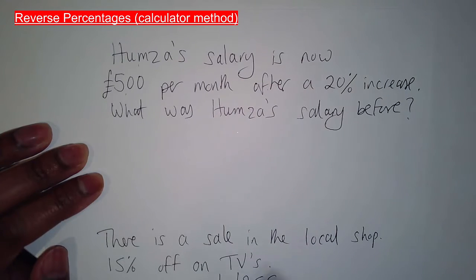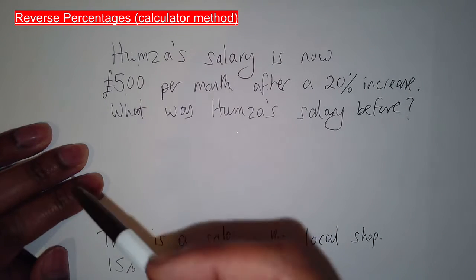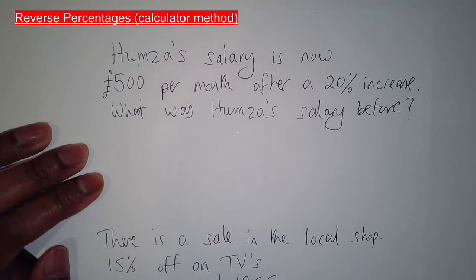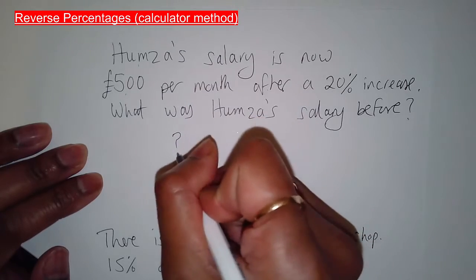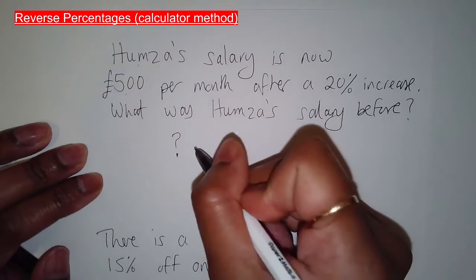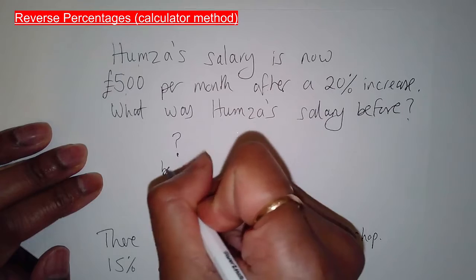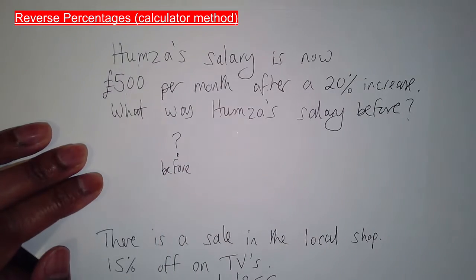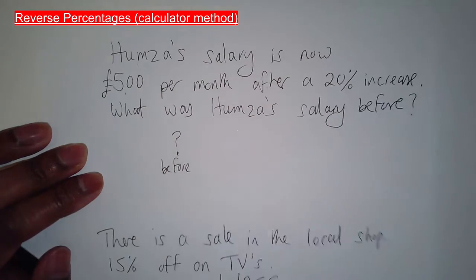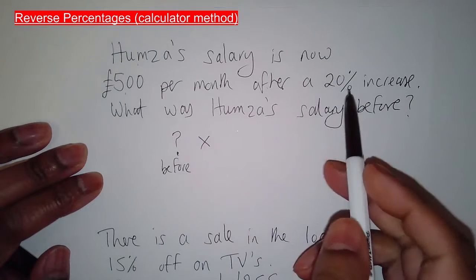So obviously he had a lot less before, he was earning less before, now he's earning more money. I need to know what he was earning before. So what he was earning before, question mark. So that was before. That's what we're trying to find out. And it goes up by 20%.